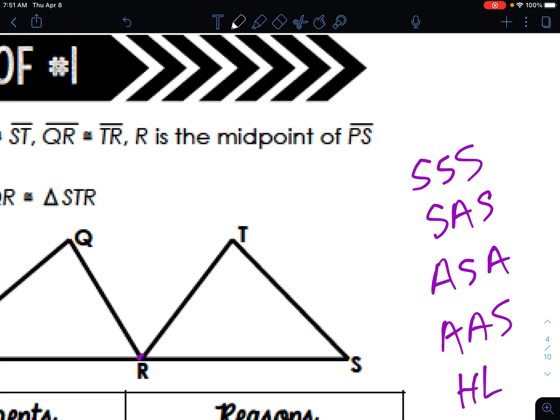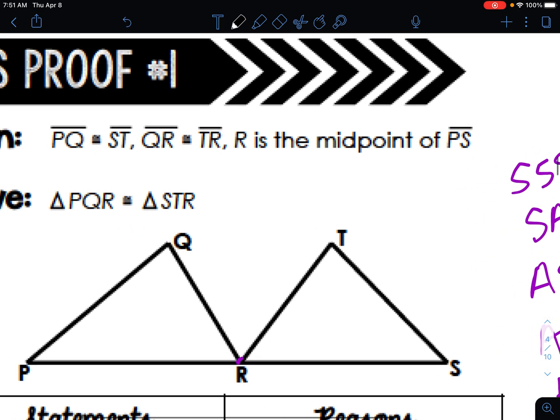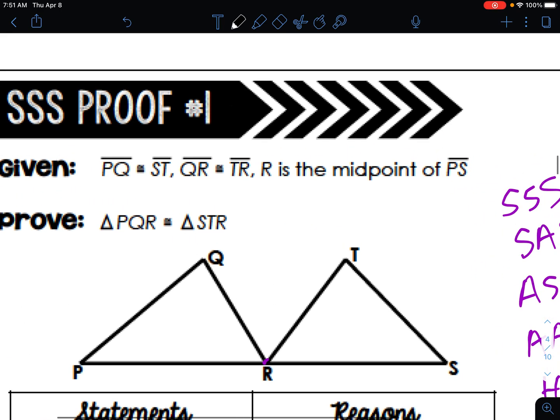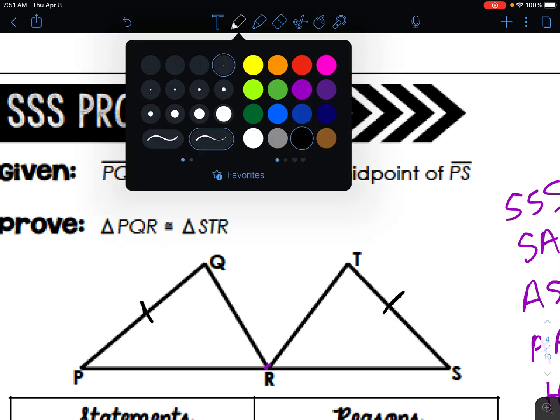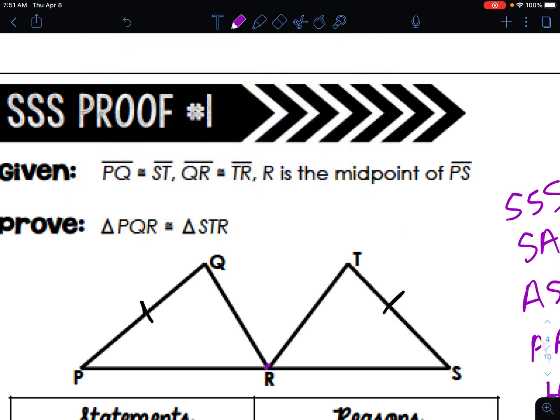Our goal when we go through this is to end up with one of those 4 things. So the way I like to do this is mark up the triangle with as much information as possible and then pick. The first one here says given PQ is congruent to ST. So I'm going to put tick marks on PQ and ST. As you're doing this, the idea is why? Why am I doing that? Because that was given to me.